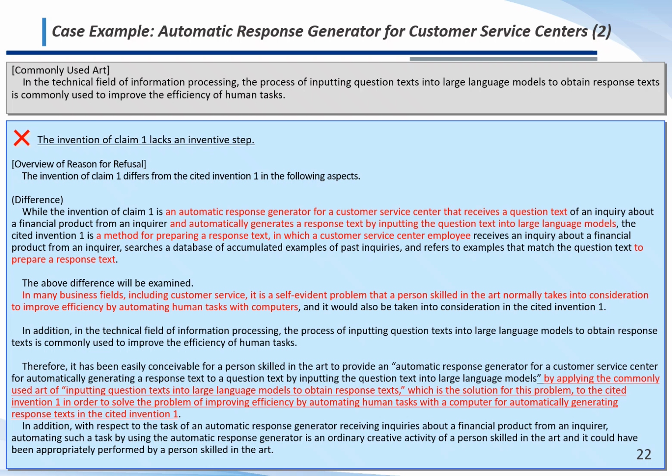Given this, it is easily conceivable for a person skilled in the art to provide the configuration corresponding to the difference by applying the previously mentioned commonly used art to the cited invention 1. In conclusion, the invention of Claim 1 is determined to lack an inventive step.